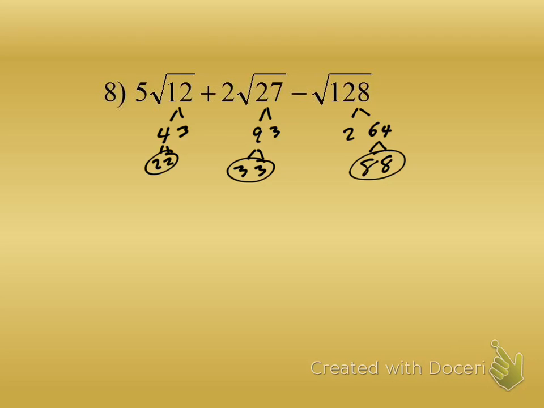Alright, so let's see here. We had a 5 in the front of the first one, times the 2 we're bringing out, the square root of 3 that we're leaving behind, plus a 2 from the first part, times the 3 we're bringing out, square root of 3 that we're leaving behind, minus 8, no coefficient this time, square root of 2.